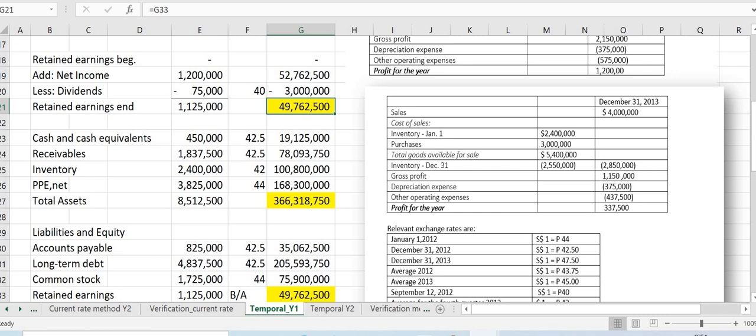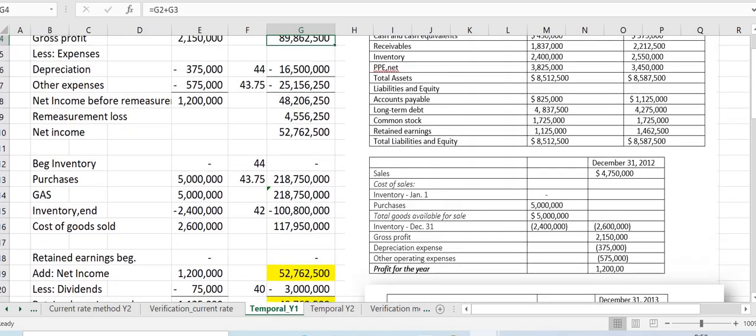So to determine our net income, since we don't have beginning retained earnings, you have retained earnings end plus dividends, and that gives you your net income. You squeeze it out, you work back, so to speak. So retained earnings end plus dividends, less retained earnings beginning, you have net income of 52,762,500. Okay?